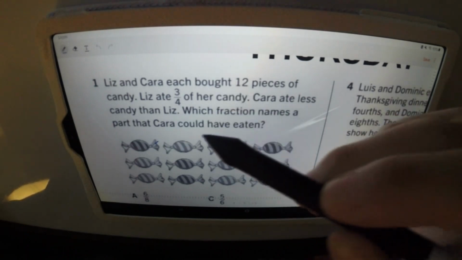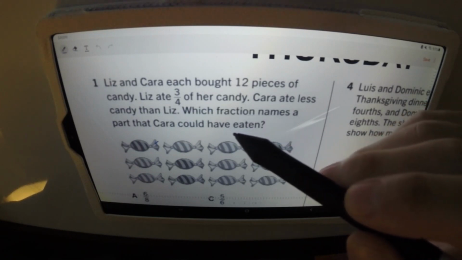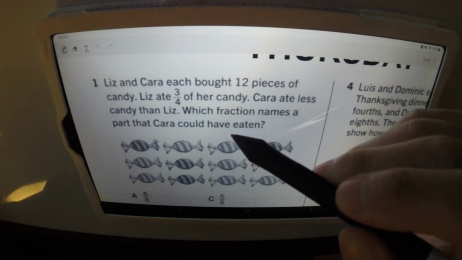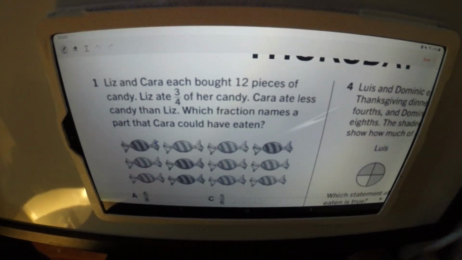So again, read it again. Liz and Kara each bought 12 pieces of candy. They both had 12. Liz ate three-fourths of her candy. Kara ate less candy than Liz. What fraction names a part that Kara could have eaten?